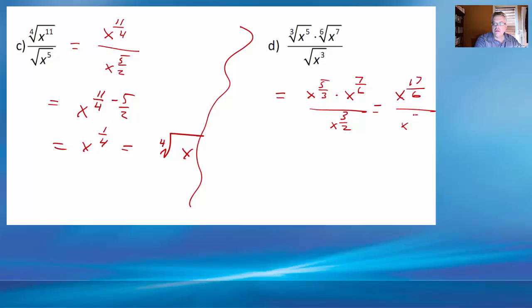divided by x to the 3/2. Now we have to subtract exponents. This is x to the 17/6 minus 3/2. That's the same as 9/6. We get x to the 17 minus 9 over 6, which is 8/6. And we can simplify that. 8/6 is equal to 4/3. So this is x to the 4/3. Our last step is to write it as a radical. This is the cube root of x to the 4th.